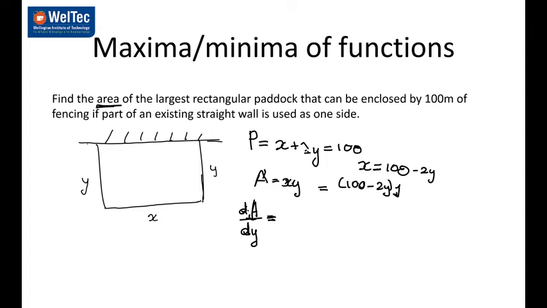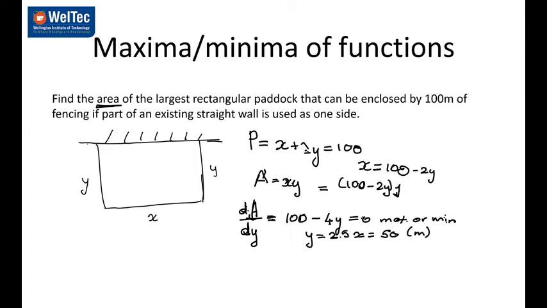So our derivative now is 100 minus 4y. And that's equal to 0 for our maximum. Solving that gives us that y equals 25 and that x is equal to 50. Now both of those are in meters.